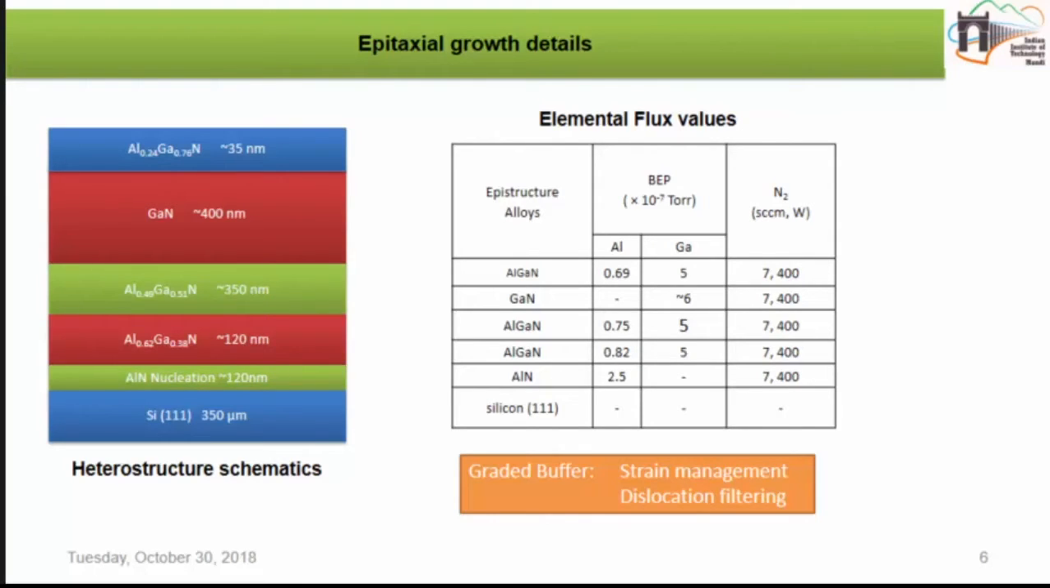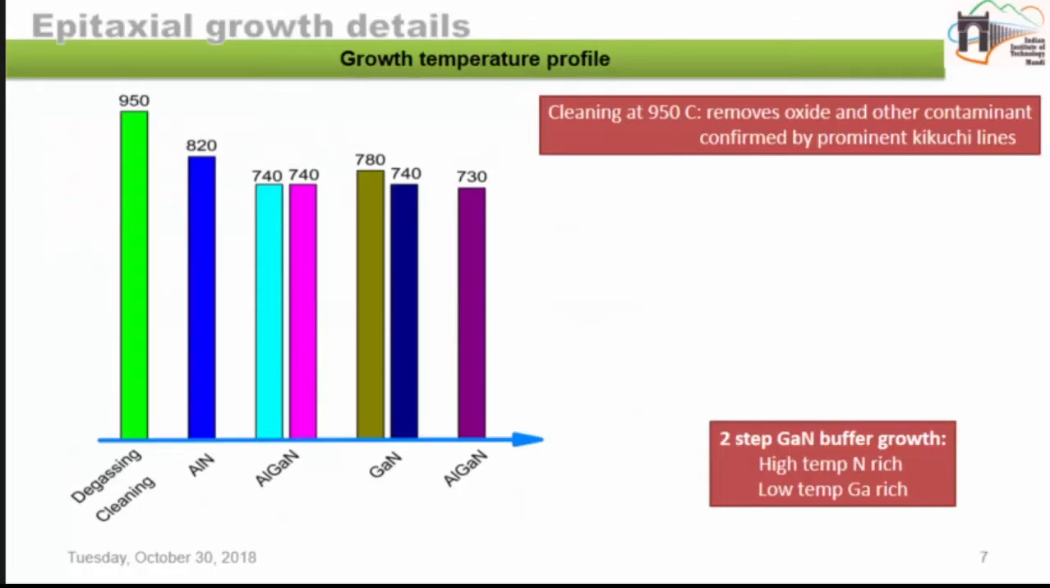We have used the molecular beam epitaxy system to grow different layers of gallium nitride and aluminum gallium nitride, with different percentages of aluminum and different thicknesses of the layers. The beam equivalent pressure was kept at 0.69 for the aluminum barrier layer, and it was varied with different layers for the buffer purposes. We are getting a very good graded buffer for strain management and dislocation filtering of the barrier layer of the structure.